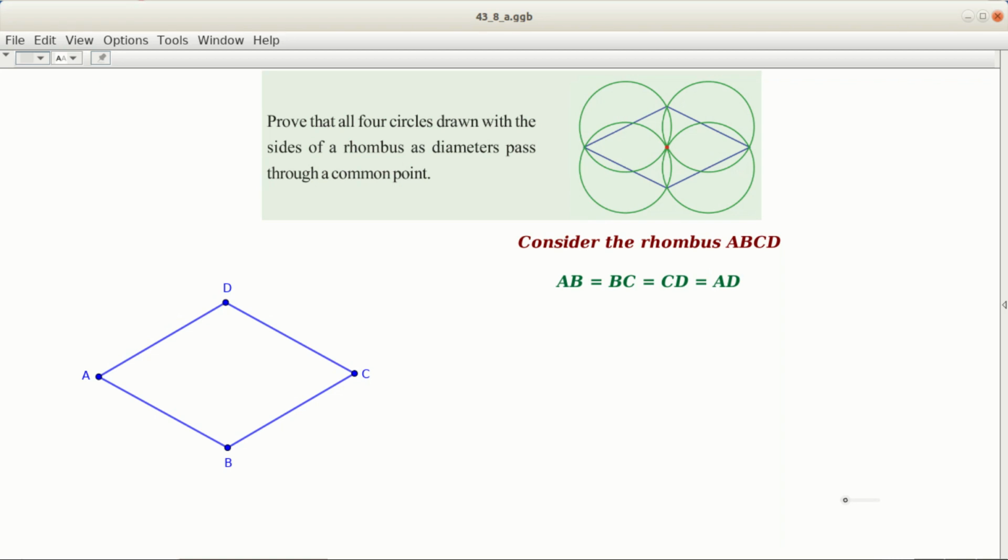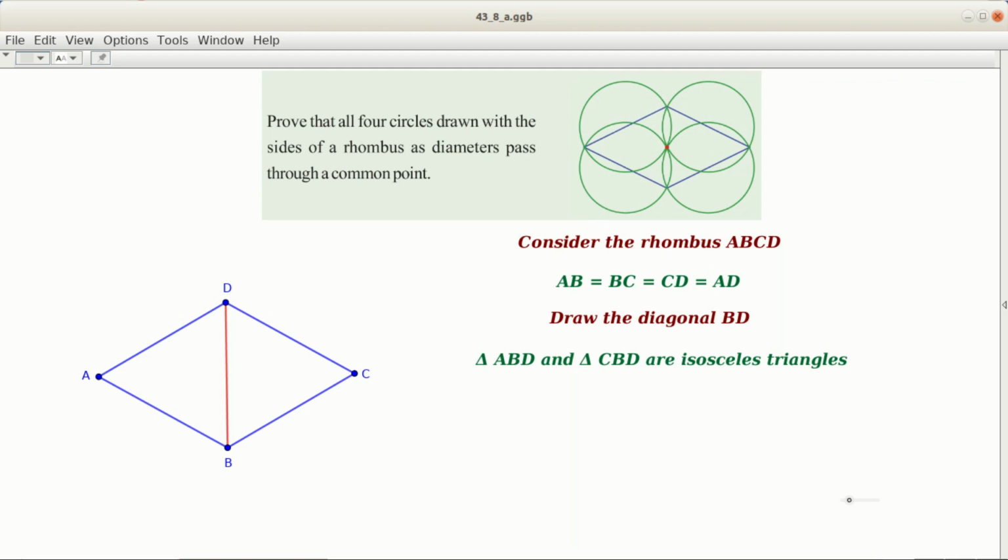Now draw the diagonal BD. The diagonal BD divides the rhombus into two triangles. What about the triangles here? ABD and CBD, they are isosceles triangles. AB equal to AD, therefore ABD is isosceles. BC equal to CD, therefore BCD is also isosceles.